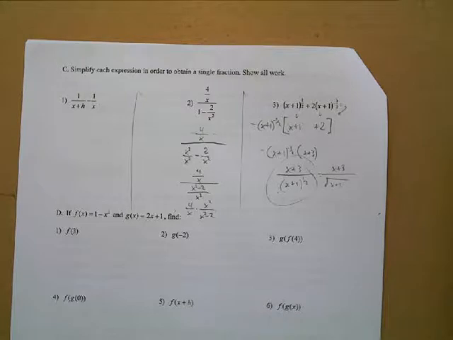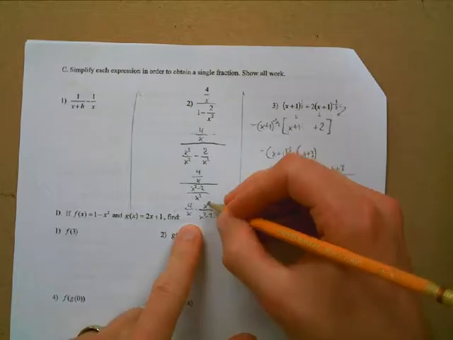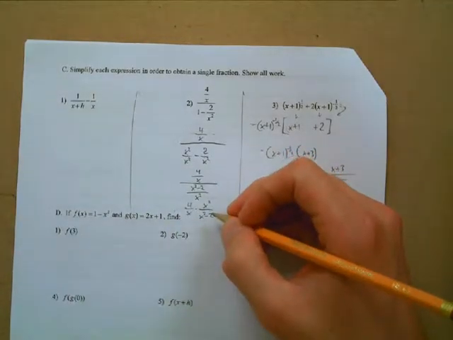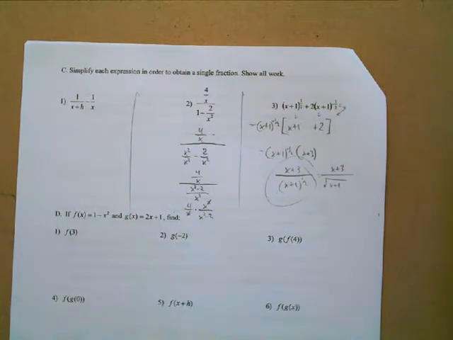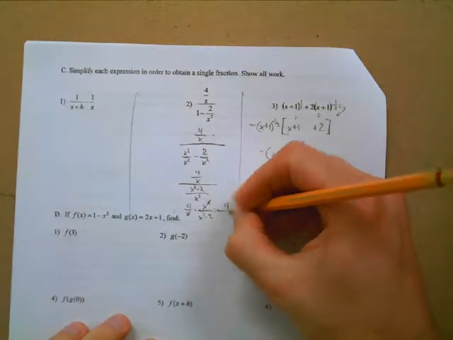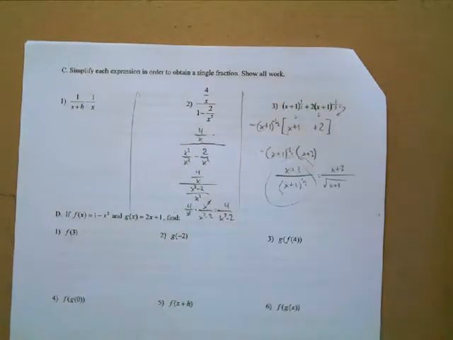So now we're going to do g of x plus h minus g of x all over h. We know what g of x plus h is. It's that 2 times x plus h plus 1, okay? Minus the quantity g of x, which is 2x plus 1, all over h. Okay.